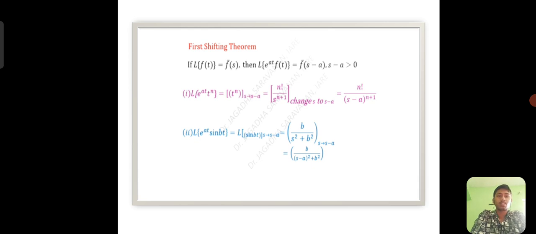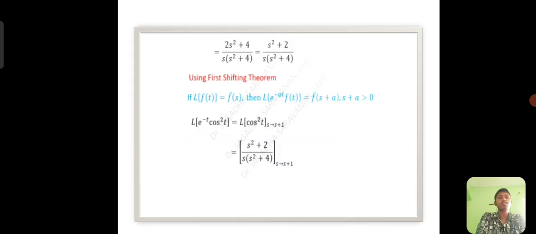L{e^(at) sin bt}. For L{sin bt}, a is positive, so s changes to s - a. The generally known sin bt formula is b/(s² + b²), with s replaced by s - a. Substituting in this equation, we get the overall result, that is (s² + 2)/(s(s² + 4)).